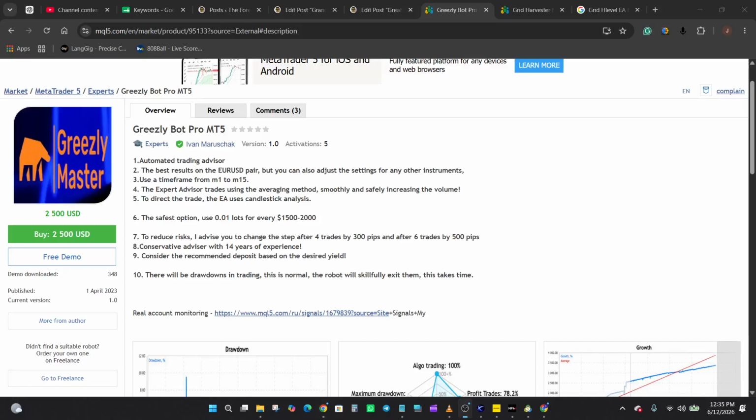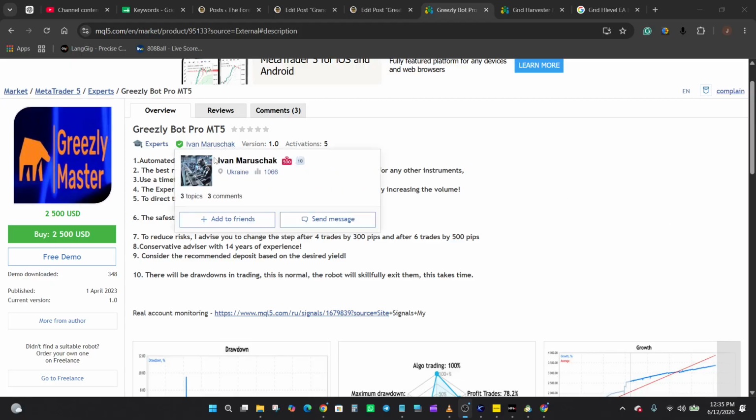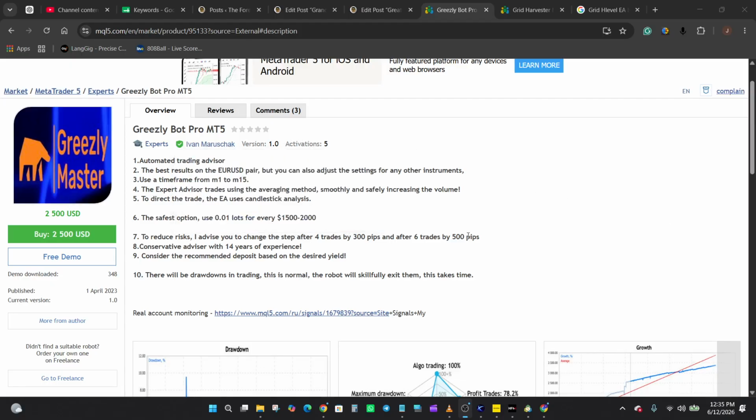Hello traders, in this review I'll be taking a look at the Greezly Bot Pro EA for MT4 and MT5.